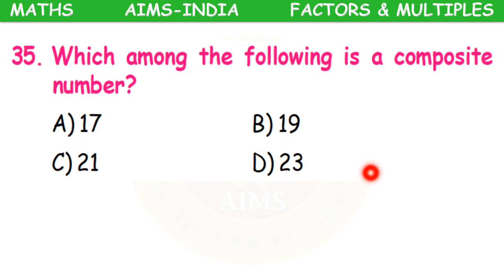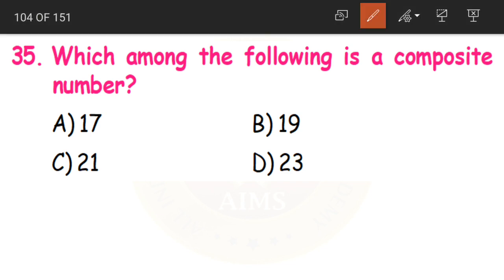Next question. Which among the following is a composite number? Options are 17, 19, 21 and 23. The number that we are familiar with here is 21. We have 3 sevens are 21. Yes, and also 21 ones are 21.